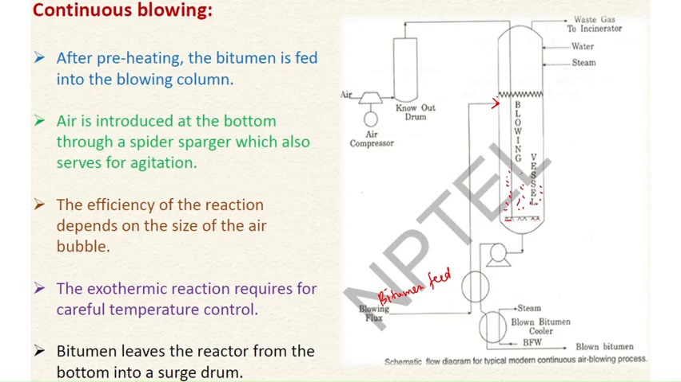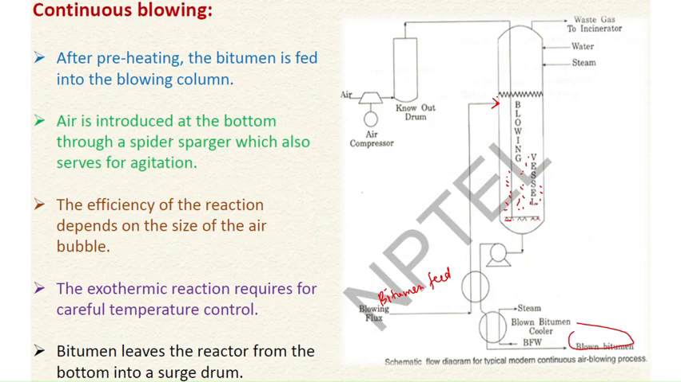Okay, and oxidation takes place here, and some steam is also introduced into the blowing vessel. Why? To prevent the foaming of the bitumen in the blowing vessel, and after that the oxidized bitumen is given off from below, which is the blown bitumen.